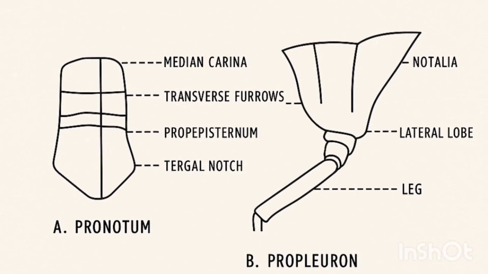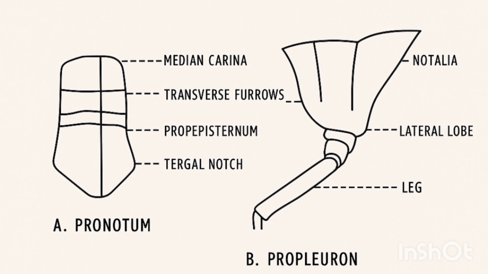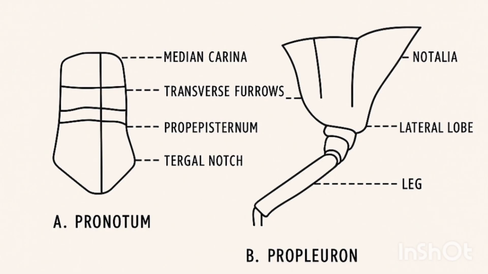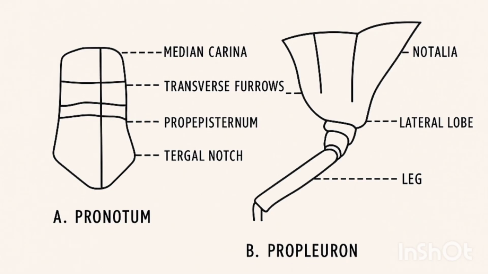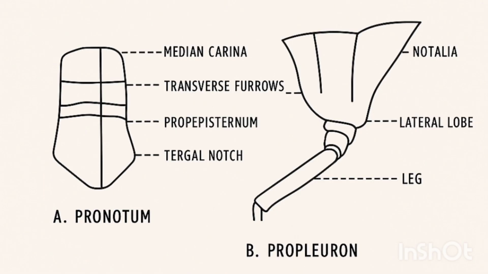A. Pronotum, dorsal view. Pronotum: the large, saddle-shaped dorsal plate, the notum, of the prothorax. In grasshoppers it often forms a conspicuous shield just behind the head and is very useful in species identification because its shape, ridges and grooves vary between species. Median carina: the midline ridge running lengthwise down the pronotum, a keel. It may be weak or very prominent depending on species.